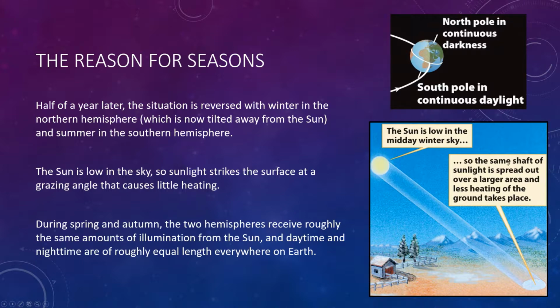So instead of the Sun being directly overhead like it was in the summer, it is now at some lower angle in the sky, meaning that when the sun rays hit the Earth's surface, they are not as direct, and so we don't have as efficient heating as we did previously.